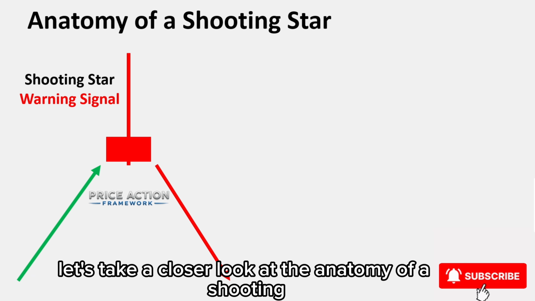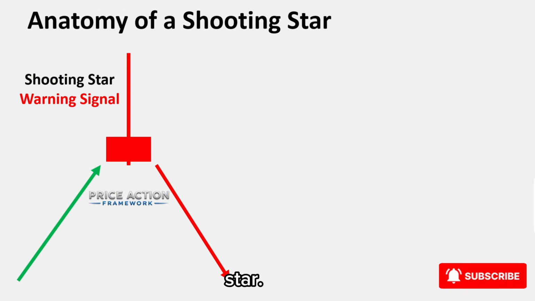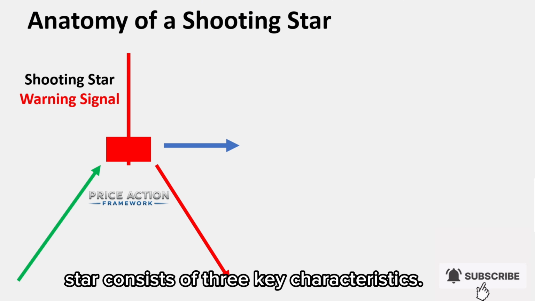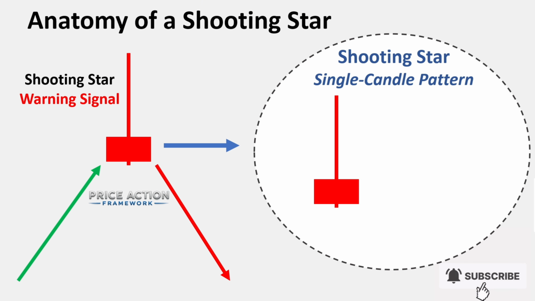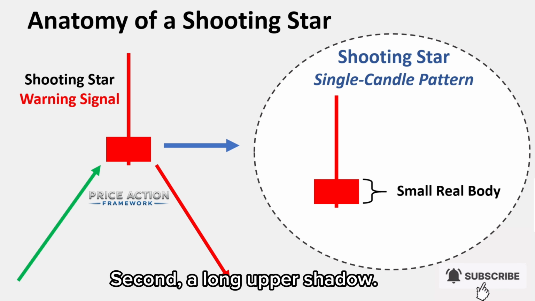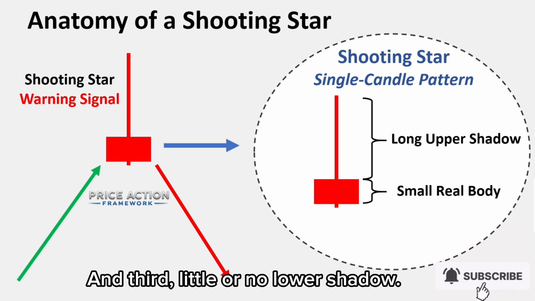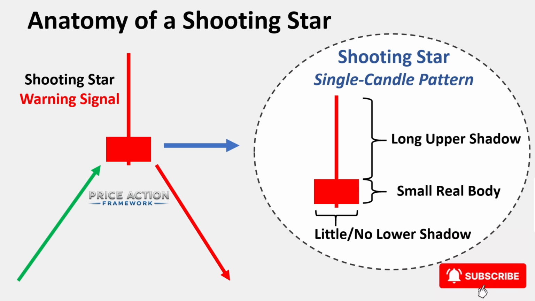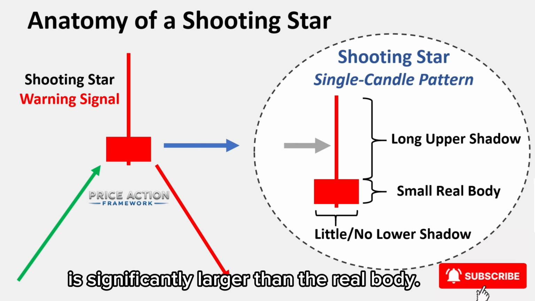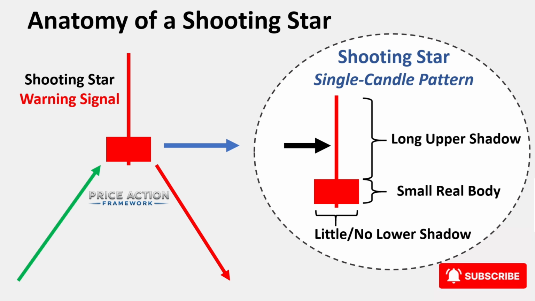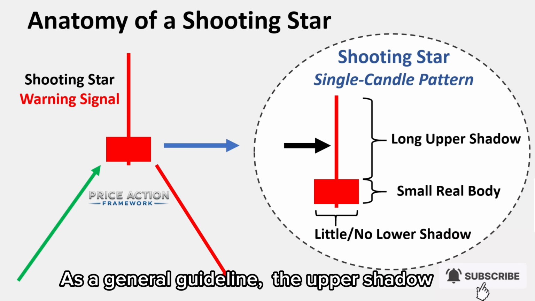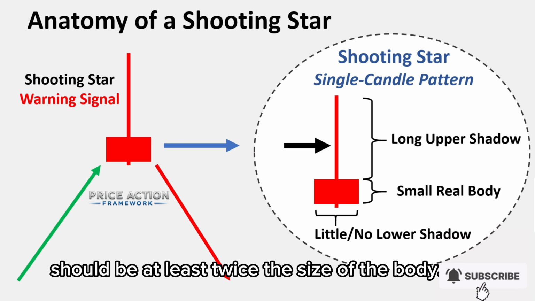Now let's take a closer look at the anatomy of a shooting star. A valid shooting star consists of three key characteristics. First, a small real body. Second, a long upper shadow. And third, little or no lower shadow. Notice how the upper shadow is significantly larger than the real body. As a general guideline, the upper shadow should be at least twice the size of the body.